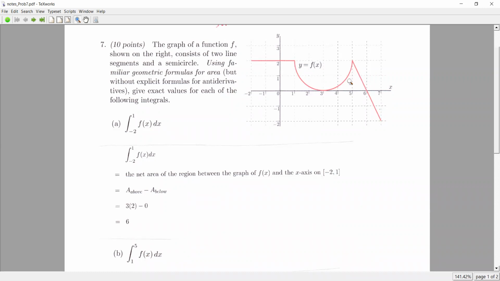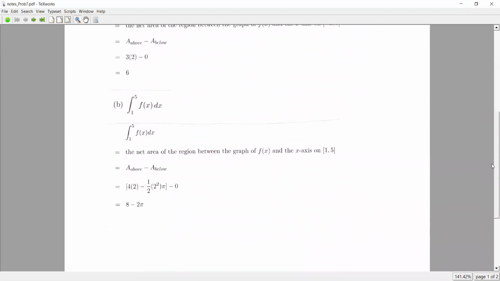The area above the x-axis is the area of this rectangle minus the area of this semicircle. The area of the rectangle is this number. The area of the semicircle is this number. So the answer to part B is 8 minus 2 pi.